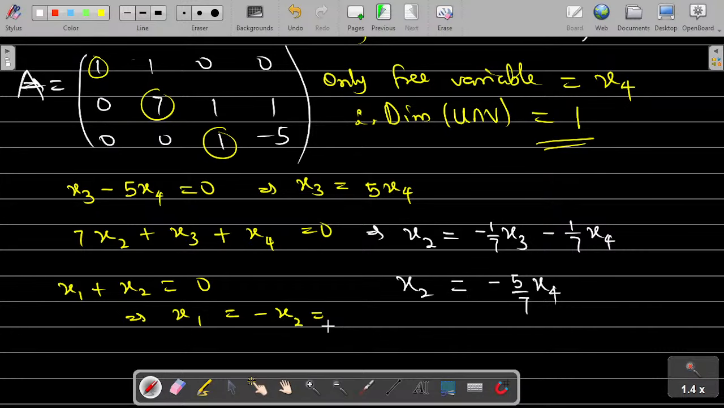And so our x1 will now be equal to, if you take the minus of this, you will get 5 over 7 x4. Why are we doing that? Because x4 is the only free variable here. So we should write everything in terms of x4.